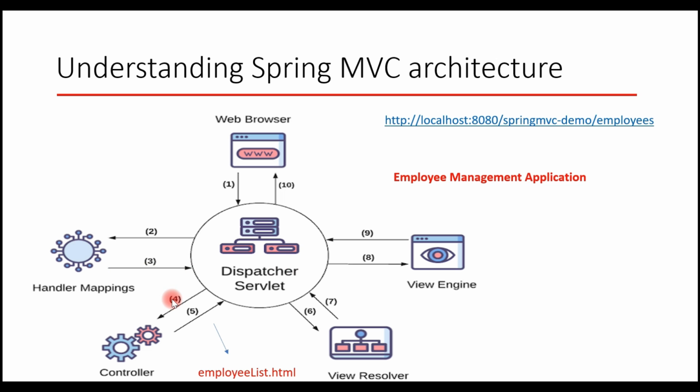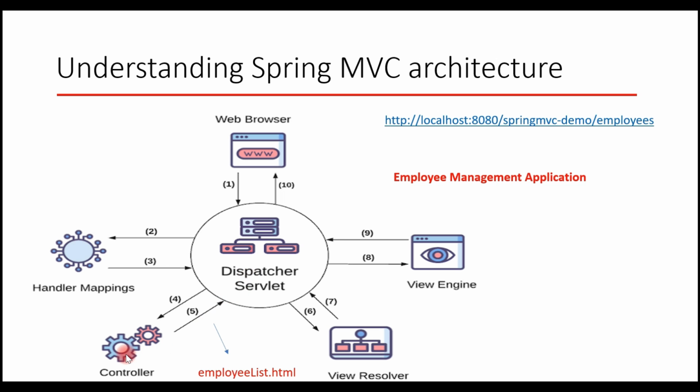Alright, so this is the third step. Now the fourth step is: now the dispatcher servlet knows which controller is responsible to process the request, so the dispatcher servlet will send a request to that corresponding controller. A controller is responsible to process the incoming request, and it will create a model and view, and then that will be sent back to the dispatcher servlet.